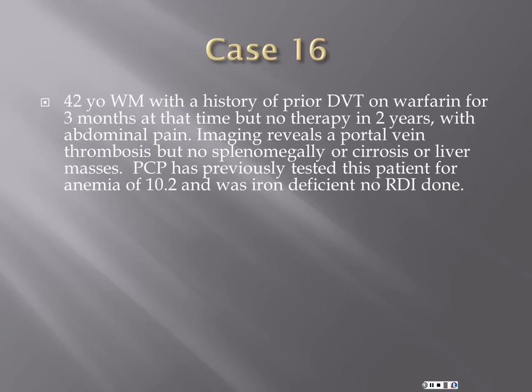Okay. Last case. A 42-year-old white man with a history of prior DVT. He was on warfarin for 3 months, and at that time had no therapy for 2 years. He presents with abdominal pain. His imaging reveals portal vein thrombosis, but no splenomegaly, cirrhosis, or liver masses. His PCP had previously tested this patient for anemia, hemoglobin 10.2, and he was iron deficient on his labs. There was no reticulocyte production index done at that time.